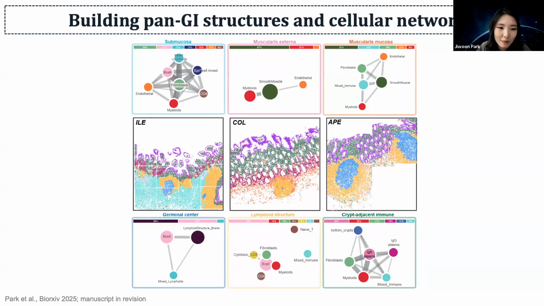We're very excited to look at how these structures that we have found, and the representative cell interactions or cell network shapes that we can capture from these GI regions, get conserved, lost, or changed as they go through the GI tract, but also how these immune structures vary across multiple organs. It's something that we're looking into right now.